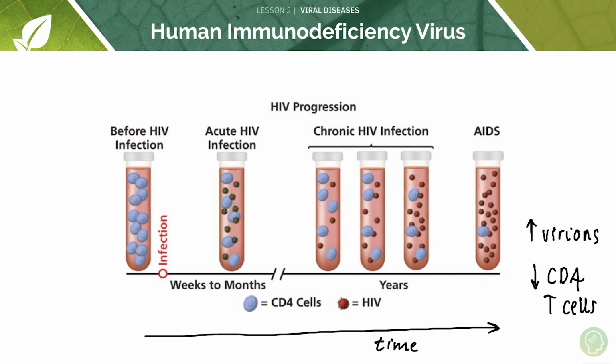So you can see here, we start off with many CD4 T cells before HIV infection and no virus particles. But by the time we get here, we have many, many more virus particles and we have hardly any CD4 T cells.